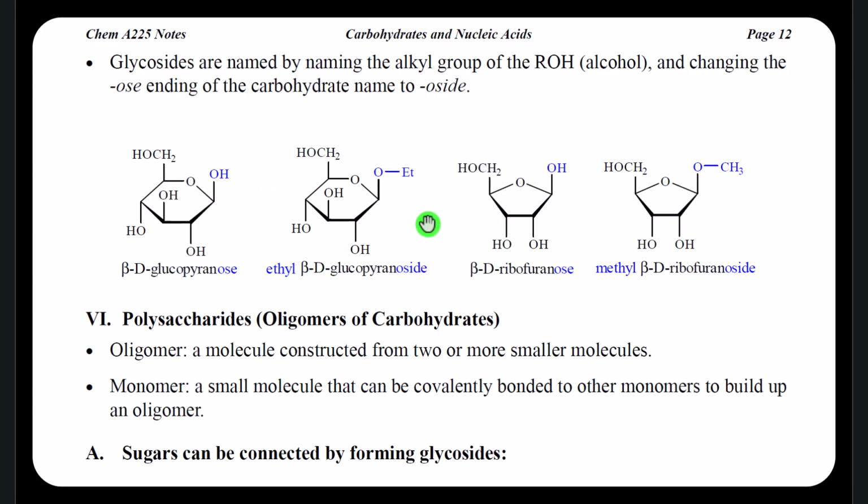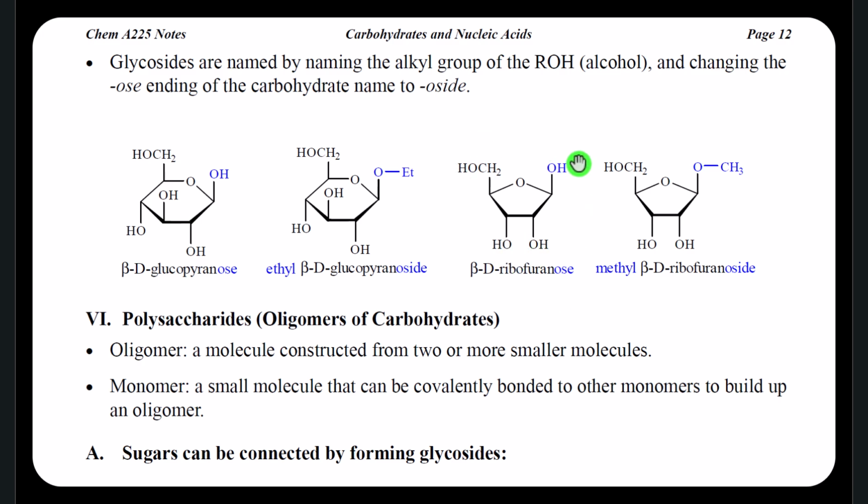So therefore, if we look at this sugar, which came from beta-D-glucopyranose, we can see that if we replace the OH with the beta stereochemistry using an ethyl alcohol, we would have ethyl beta-D-glucopyranoside.